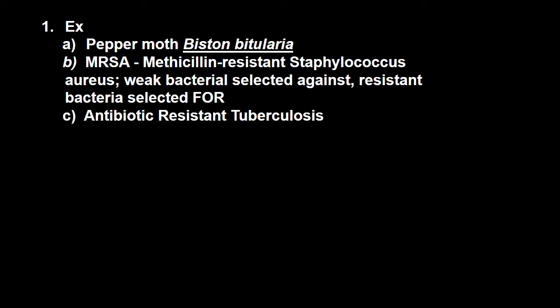A second is MRSA, methicillin-resistant Staphylococcus aureus. This selects against the weak bacteria and selects for the strong bacteria, which are resistant to the antibiotics. These have emerged in recent years. Many believe it's due to the overprescription of antibiotics, also the misuse of antibiotics, not completing the whole regimen, or not taking them at appropriate times throughout the day. Throughout the world, we are seeing a number of different antibiotic-resistant strains of diseases emerge.